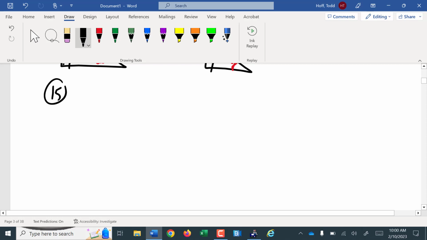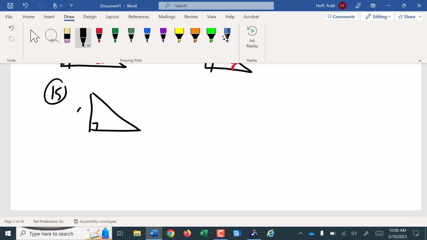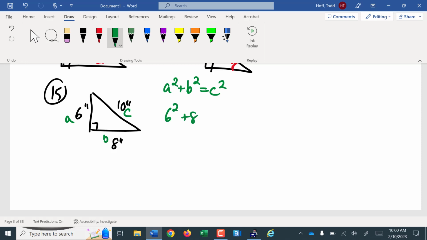So number 15 are these right triangles. So I have 6, 8, and 10. How do we tell? You got a squared plus b squared equals c squared. And we know that c has to be the longest side. So if this is a right triangle, 10 would have to be the hypotenuse. So a and b would be the 6 and the 8. So 6 squared plus 8 squared, does that equal 10 squared? Yes. 36 plus 64 is 100, and that is 10 squared.